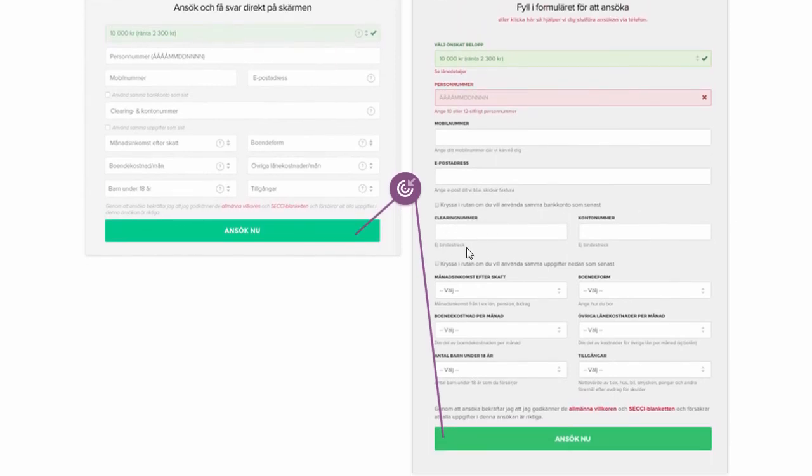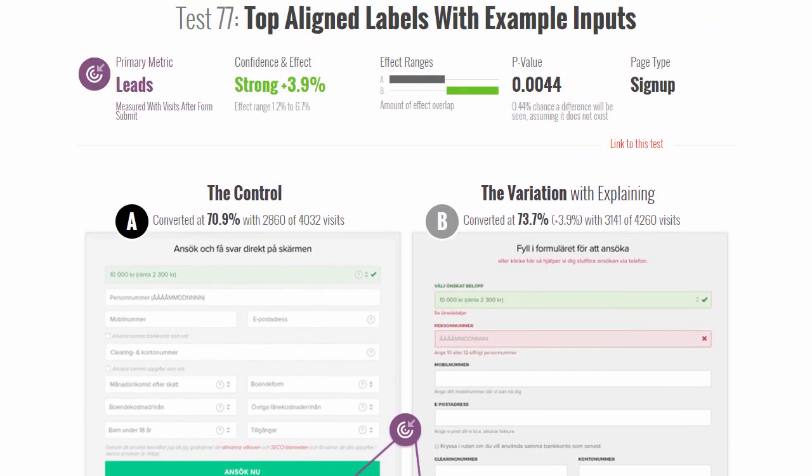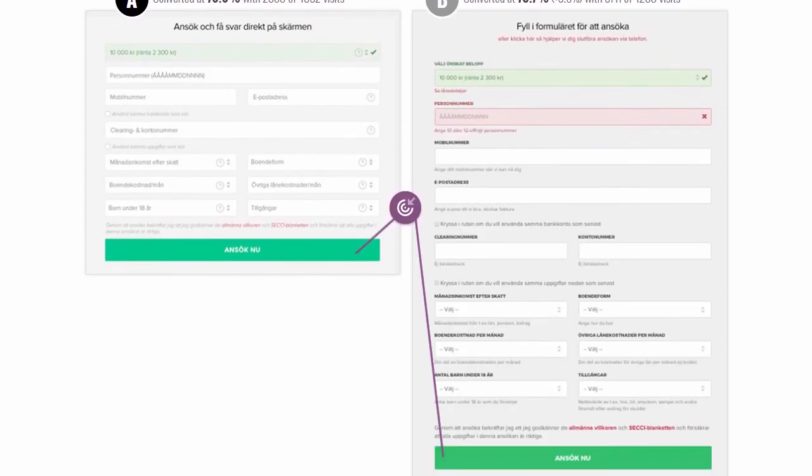And this is a longer form, but it's clear. It has top aligned labels and explanations. And a 3.9% strong increase, and the variation beat the control. So there you have it.